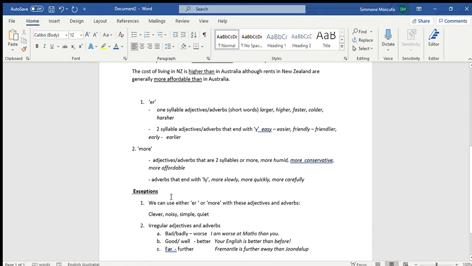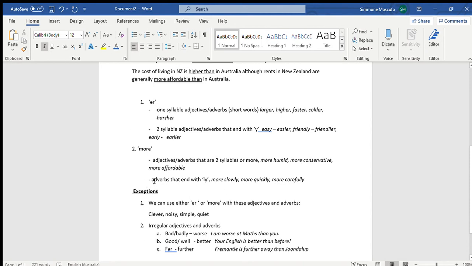All right, so our second comparative form is more. Now, more we use for adjectives and adverbs that are two syllables or more. So for example, humid. Humid is two syllables, so we say more humid. Okay, conservative, four syllables, so we have to say more. Okay, look at affordable. Affordable, you've got two syllables, all right? So we have to use more affordable.